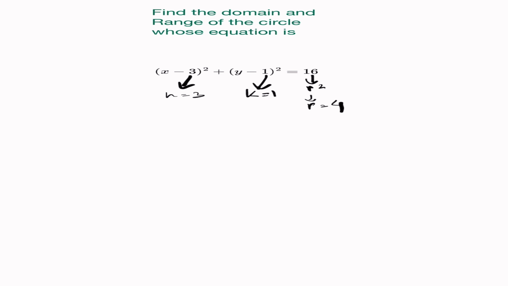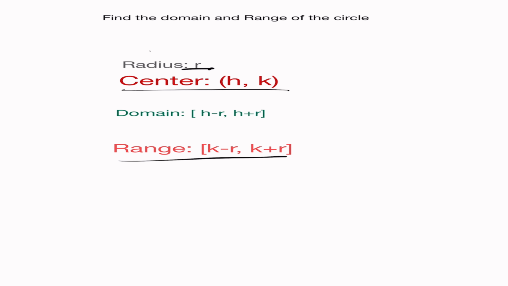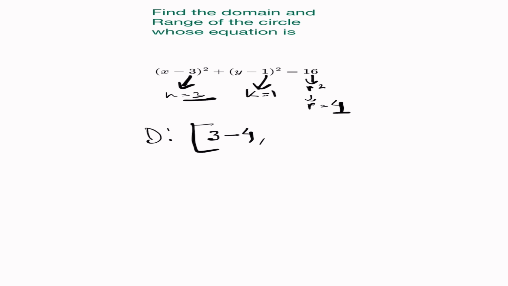Now we can find our domain. The domain is going to be a closed interval. So h is 3, right? So 3 minus the radius, which is 4. Remember the formula? This is the formula for the domain, so you're going to use this formula. Comma. Now we have h is 3 and r is 4, which will give us negative 1 comma 7.